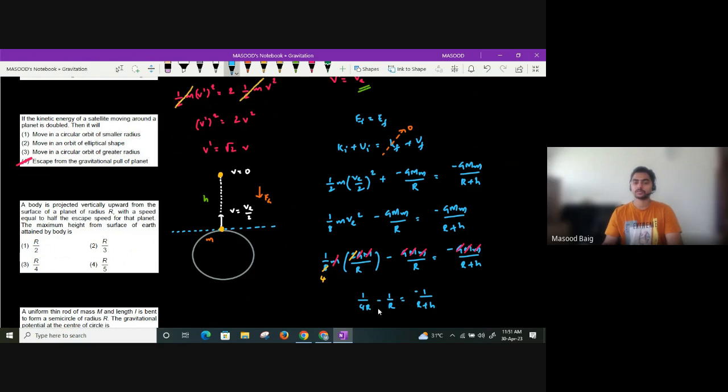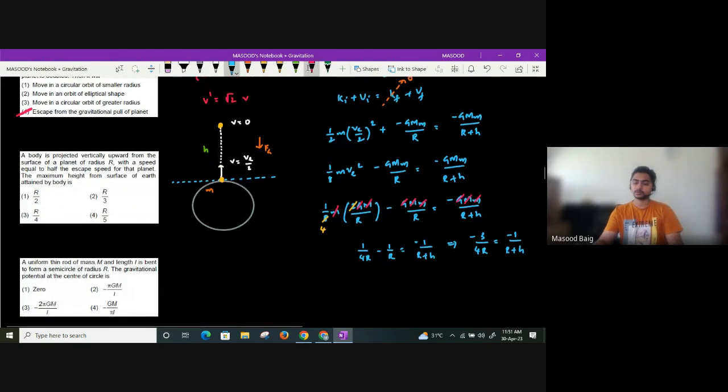If I take 4 as the LCM, you will get, implies, minus 3 divided by 4R will be equal to minus 1 divided by R plus H. Minus and minus you can anyhow cancel out, guys. So what are we going to get? I will get 3R plus 3H will be equal to 4R. So 3H value you will get as R. So H value will be R divided by 3. Clear, all of you?